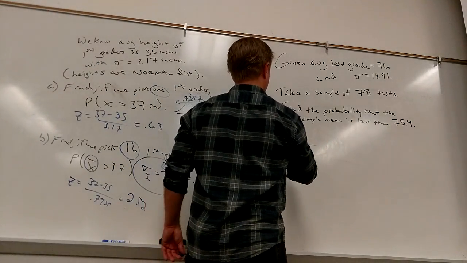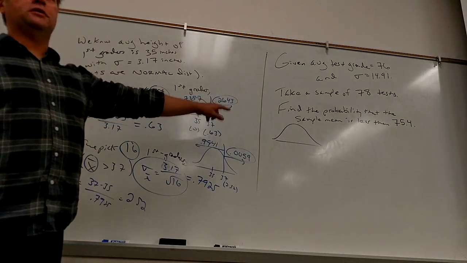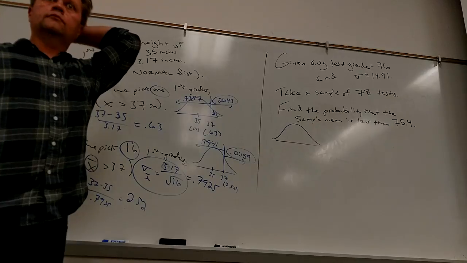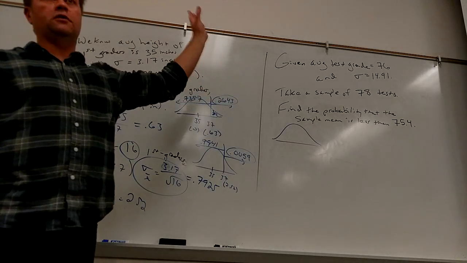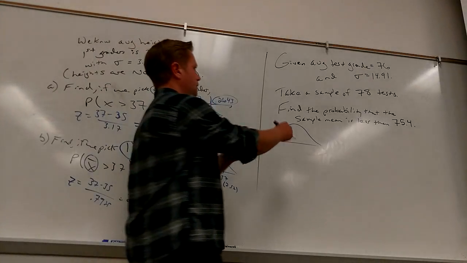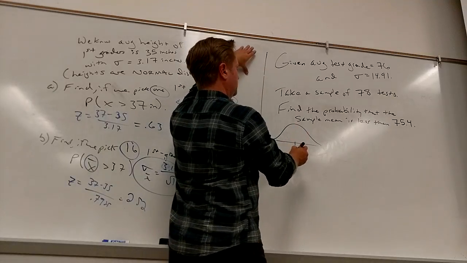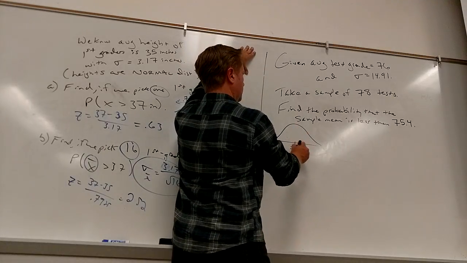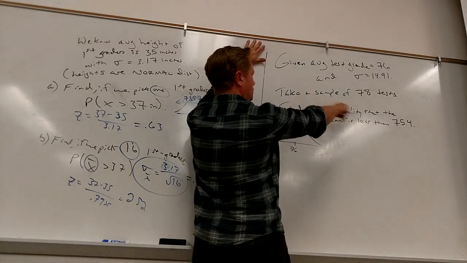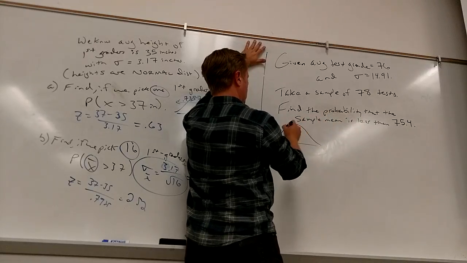Why can I draw a picture for this problem? Yeah, sample size is 78, bigger than 30. I know it's normal enough, which pretty accurately describes my drawings. Normal enough. What goes right in the middle? 76. And I'm interested in 75.4, right? Less than that.